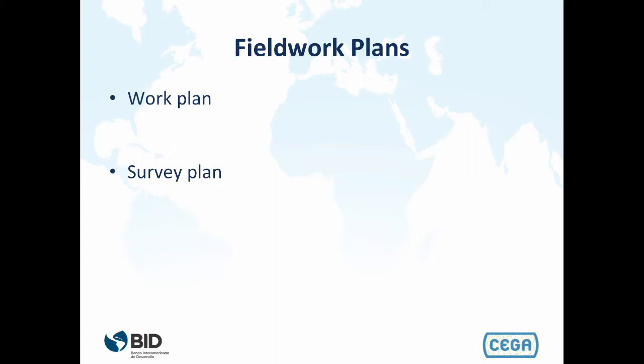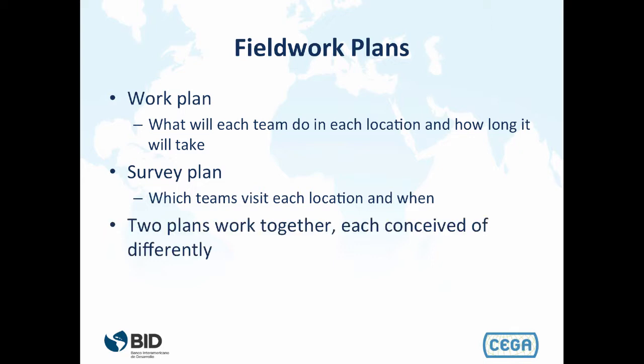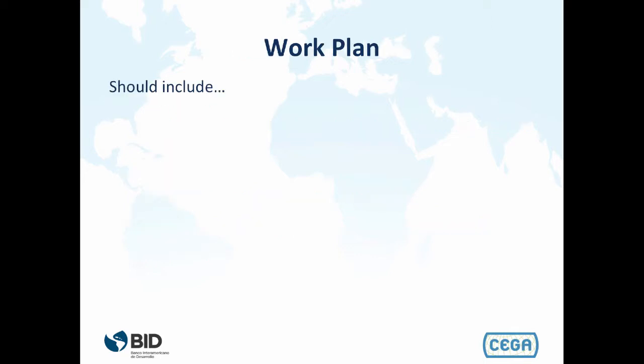Moving on to field work plans. So there are two levels of plans, the work plan and the survey plan. With the work plan, this is really defined as what will each team do in each location and how long will it take to do it. Whereas the survey plan is a different level, which defines which teams will visit each location and when. So it's a higher level planning document. And these two plans should work together, but of course each are conceived of differently.